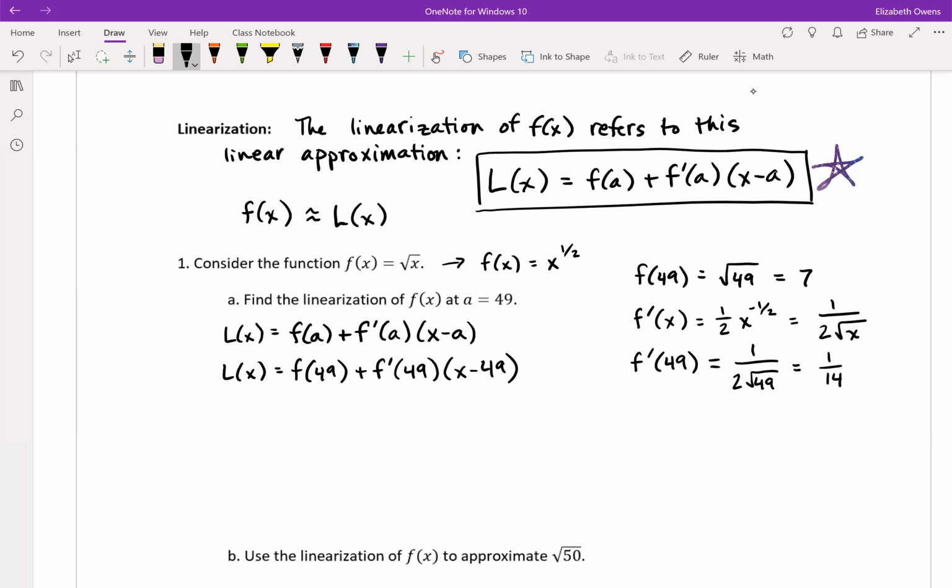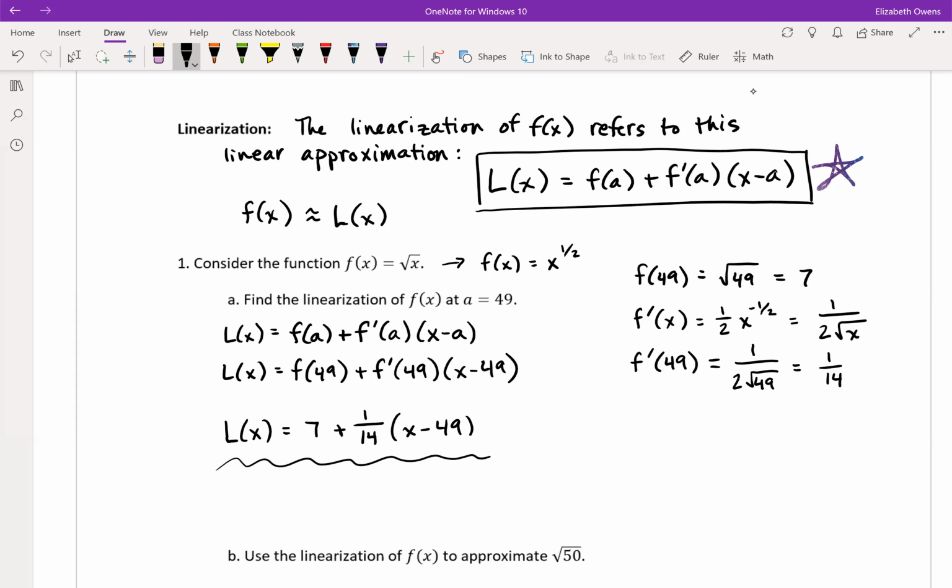Then you stick those values in. So L of x is going to be f of 49, which is 7, plus f prime of 49, that's 1/14, times x minus 49. And that's our linearization function. Okay, I guess I can squiggly underline that for our answer there.